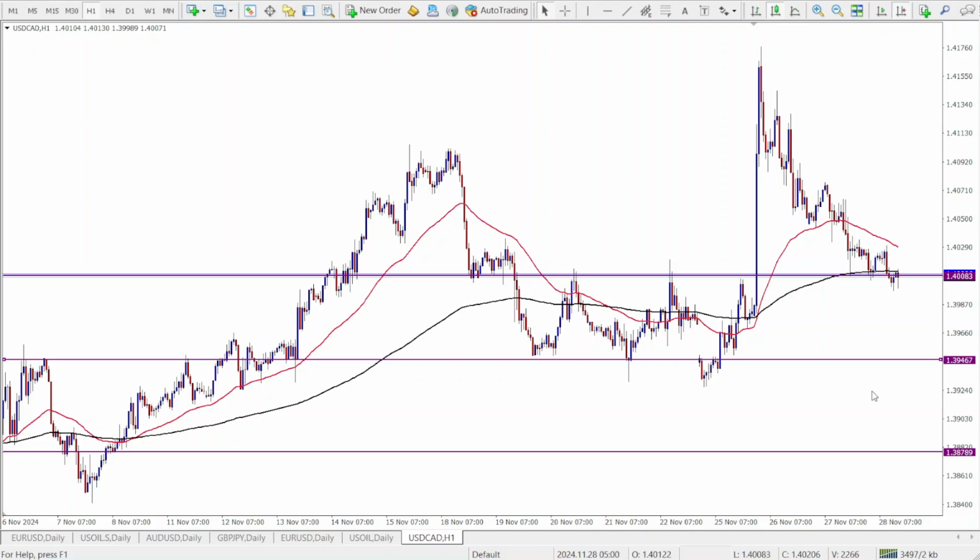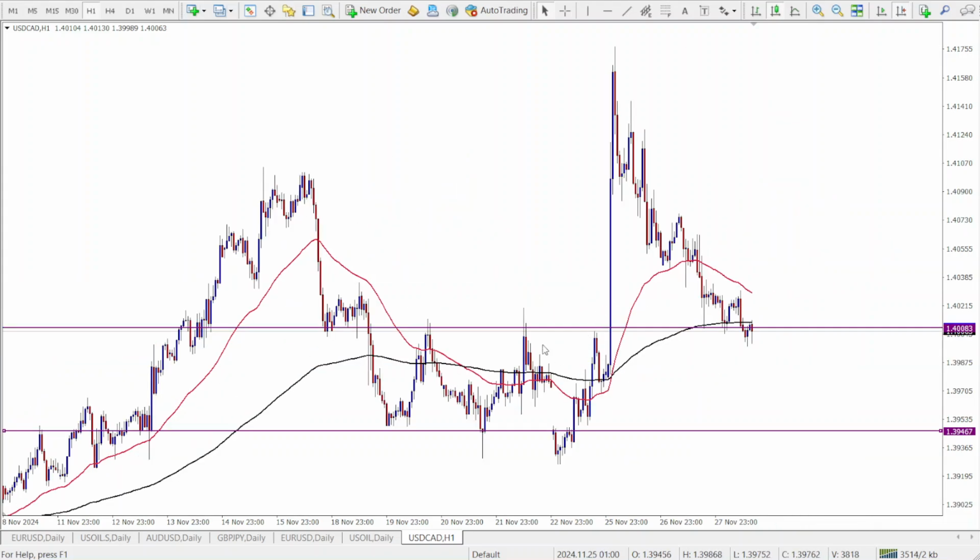When you have price approaching a resistance, there is a chance that we could see a reversal to the downside. And when you have price approaching a support, there is a chance that we could see a reversal to the upside. Another essential part of your USDCAD trading strategy is using indicators to confirm your trade setups.